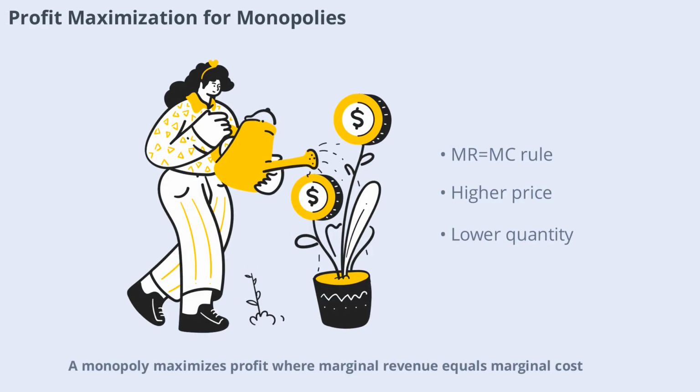A monopoly maximizes profit where marginal revenue equals marginal cost. At this point, the monopolist chooses the quantity to produce and then uses the demand curve to set the highest price consumers are willing to pay for that quantity. This process results in a higher price and lower quantity than what would be found in a competitive market, highlighting the inefficiency of monopoly pricing.